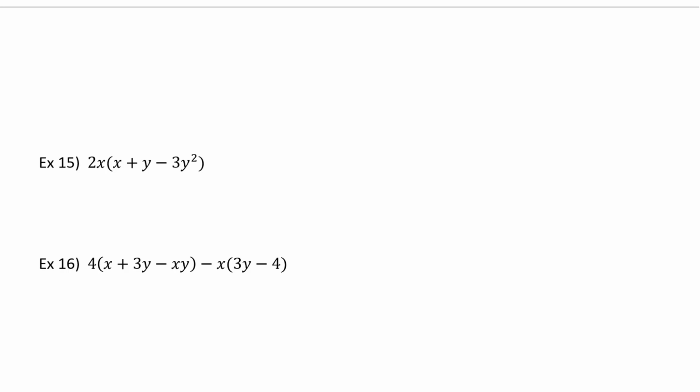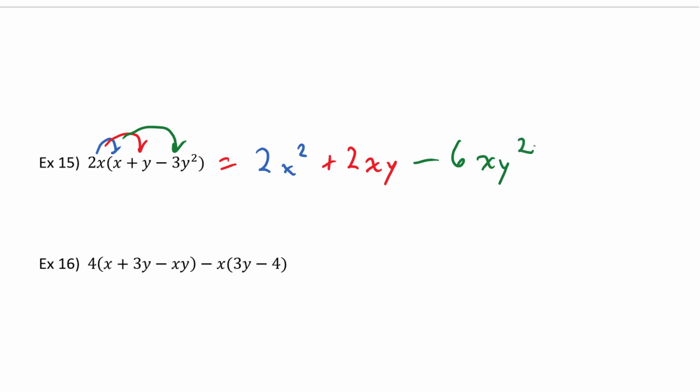Let's take them up. So in example 15, I have 2x outside the brackets. Let's distribute it to the x, to the y, and to the minus 3y squared. This will then give me 2x squared plus 2xy minus 6xy squared. I've tried to color code them for you so you see where they're coming from. Make sure you distribute to all terms inside. Let's do the same thing down below.